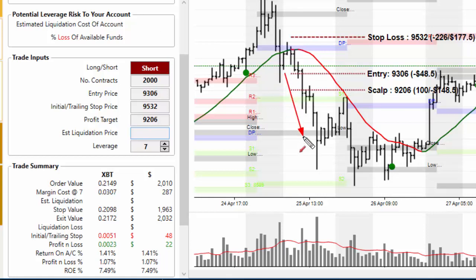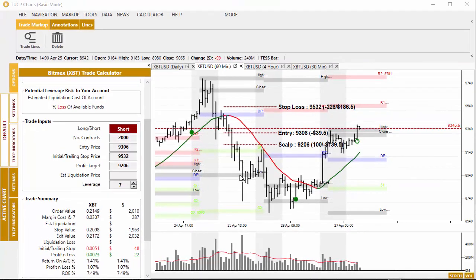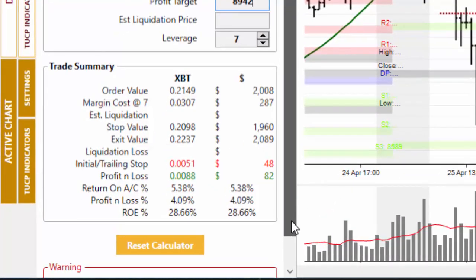I can say, well, okay, if the market trades down to this area, how much will I have made? And the only way to do that, let me just cancel that so I can see from the top there. So looking at the data window at the top there, 8942, I can put in 8942, and straight away I can see what the potential gain is going to be down at the bottom.